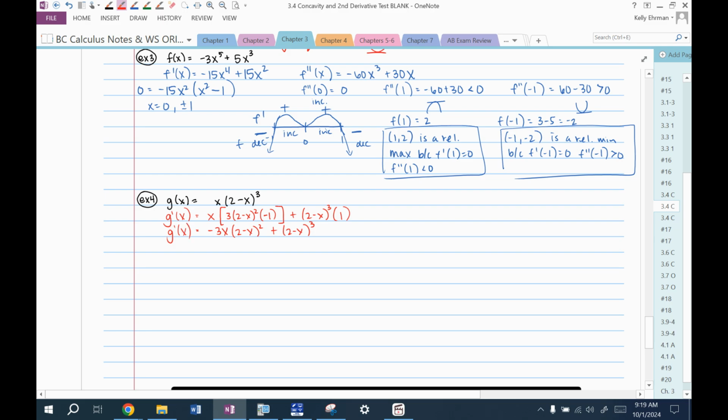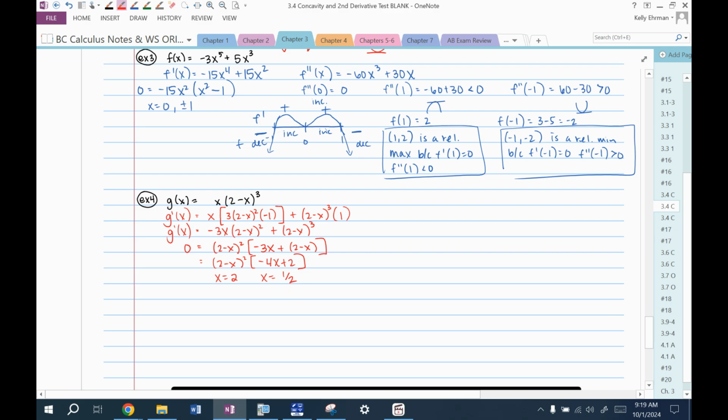Okay, and then we need to find the critical numbers. So when is this thing equal to 0? Let's factor out a (2 minus x) squared. That would leave you with negative 3x plus (2 minus x) to the first. So (2 minus x) squared, and then this is negative 3x minus x, which is negative 4x plus 2. So x could be 2, or x could be 1/2.